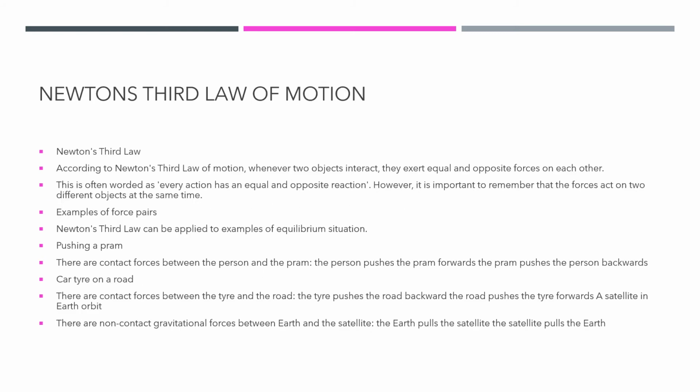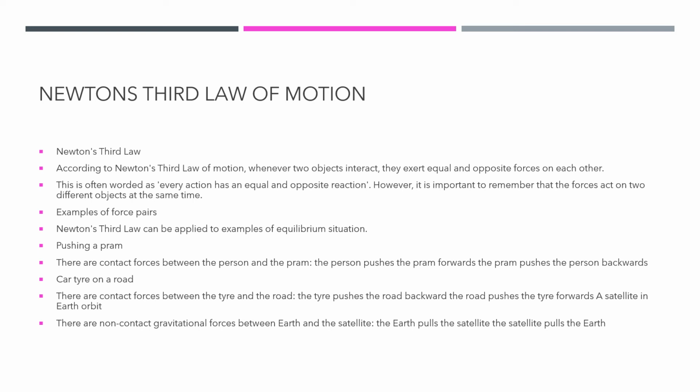Newton's third law of motion. According to Newton's third law of motion, whenever two objects interact, they exert equal and opposite forces on each other. This is often worded as every action has an equal and opposite reaction. However, it's important to remember that the forces act on two different objects at the same time. Examples of this can be applied to equilibrium situations.